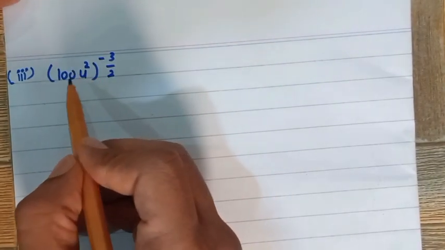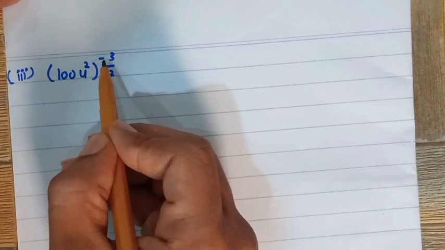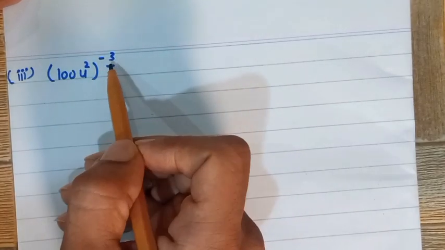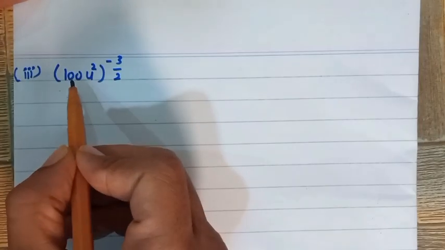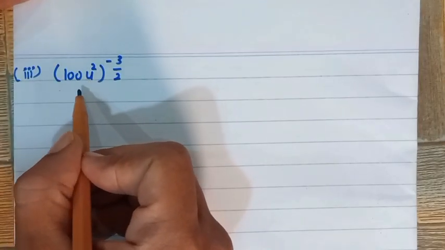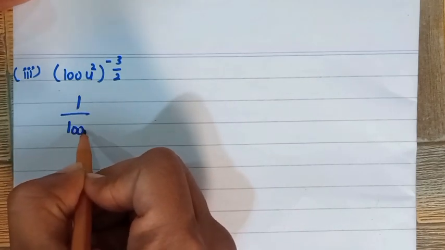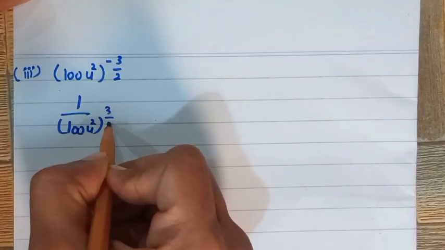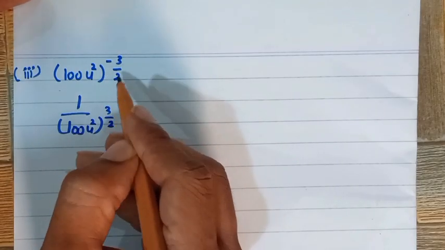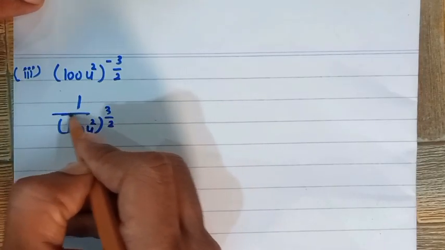So the third one is bracket 100 u square, power minus 3 over 2. My power is negative, so I need to change the sign and make it positive. For making it positive, I will bring this term into the denominator. For that I will make it 1 over 100 u square, power 3 over 2. So I brought this term as the denominator. Now the sign is changed.